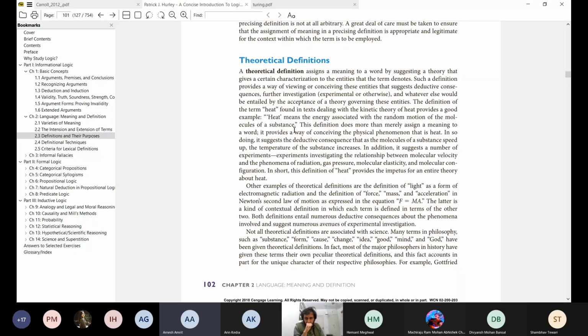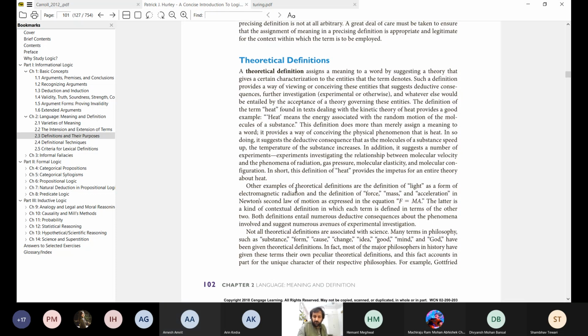The definition does not merely assign meaning to the word, it provides a way of conceiving the physical phenomena that is heat. In so doing, it suggests the deductive consequences that as the molecules of a substance speed up, the temperature of the substance increases. In addition, it suggests a number of experiments investigating the relationship between molecular velocity and the phenomena of radiation, gas pressure, molecular elasticity, and the molecular configuration. In short, the definition of heat provides the impetus for an entire theory about heat.